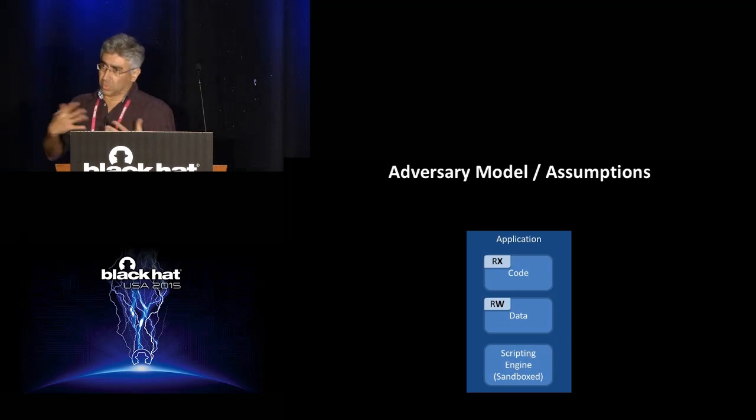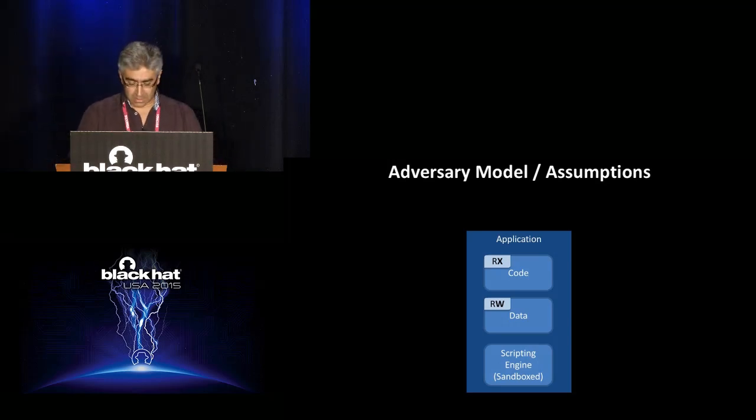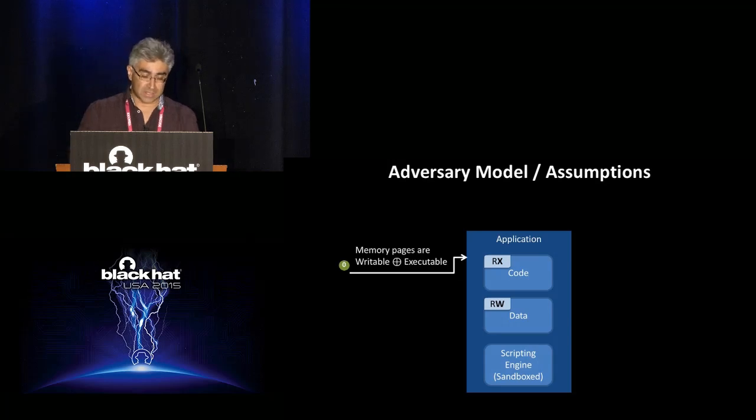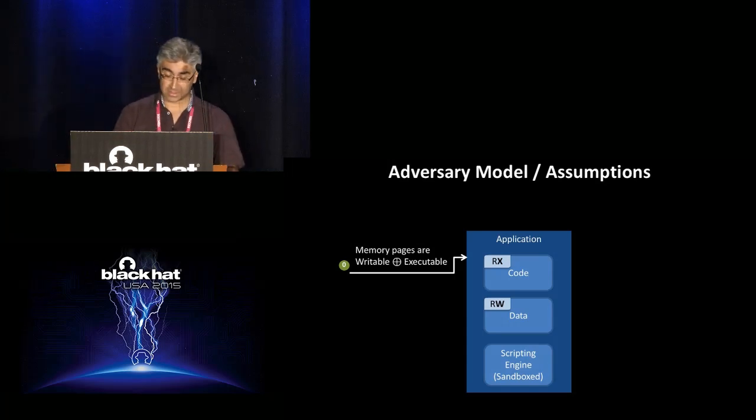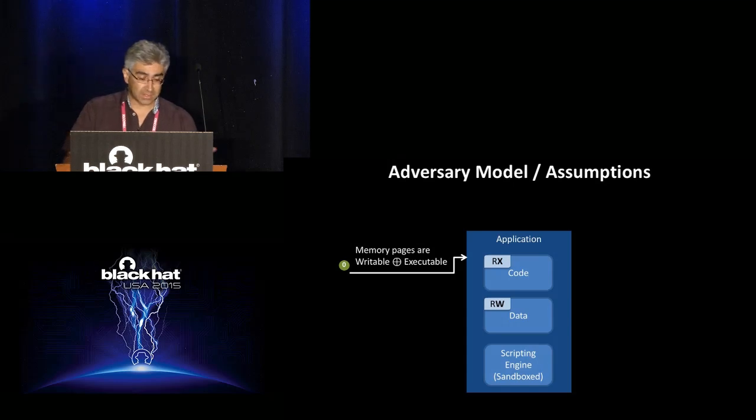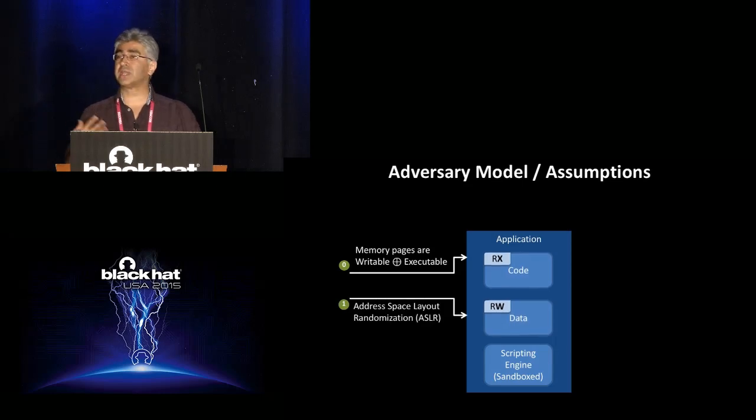Okay, what is the adversary model that we are talking about, and also the solution that we are going to present in this adversary model? The application has code and data, and we assume that this application also has scripting capabilities because most web browsers, for example, have this capability. And we also assume that protections of modern systems, like memory pages being writable or executable, are already in place. So we make the work of the adversary harder.